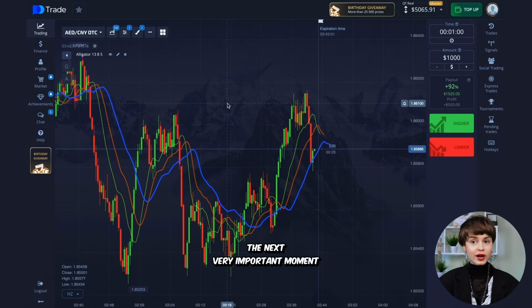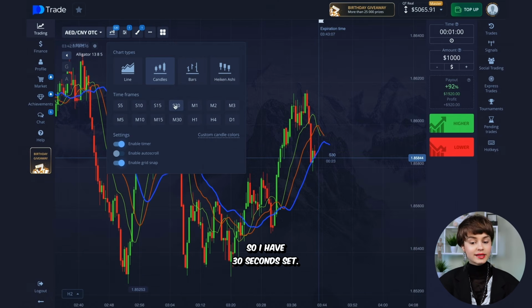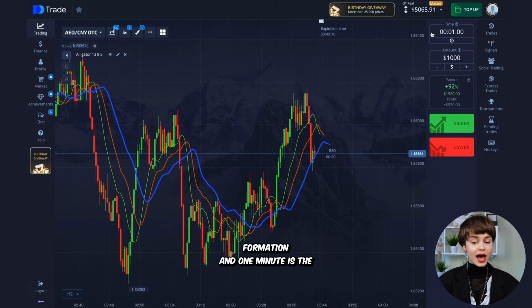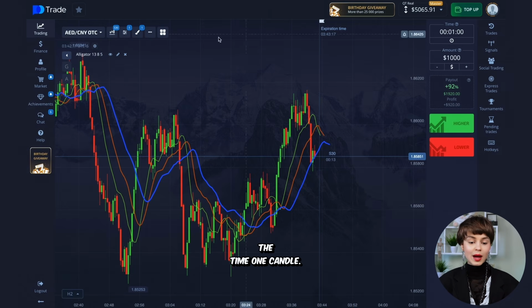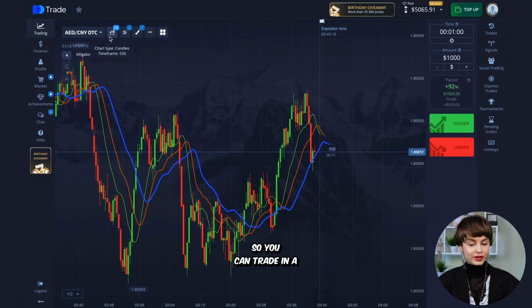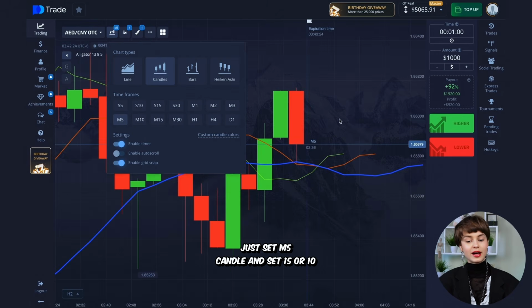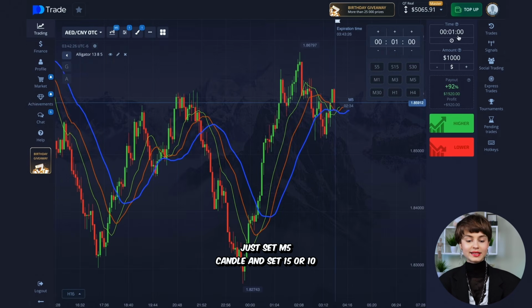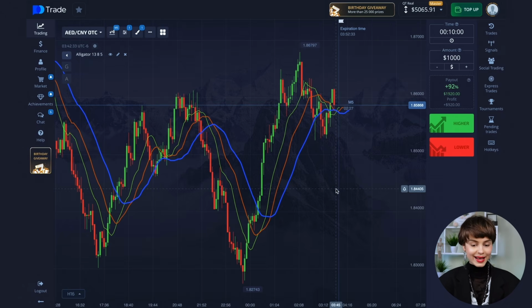The next very important moment, please keep it in mind that we're trading with a non-standard expiration time. So I have 30 seconds set, this is the time of candle formation, and 1 minute is the time of the deal. So in general, the time of the deal must be 2-3 times bigger than the time of one candle. So you can trade in a more reliable way, of course. Just set an M5 candle and set 15 or 10 minutes as the time of the deal. So this will be really good, just perfect, let's say.